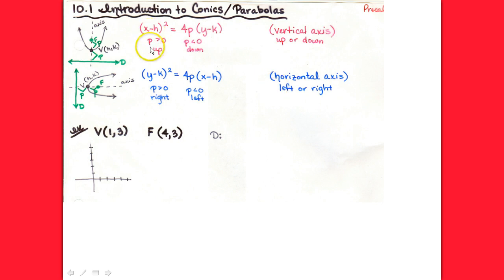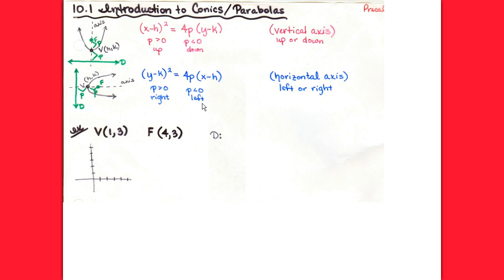If p is positive, it's opening up, negative opening down, so that's the same thing that we had learned when our leading coefficient a was positive opens up, negative opens down. And similarly down here, when it's positive, it'll open to the right in the positive direction, and when it's negative, it'll open to the left in the negative direction.